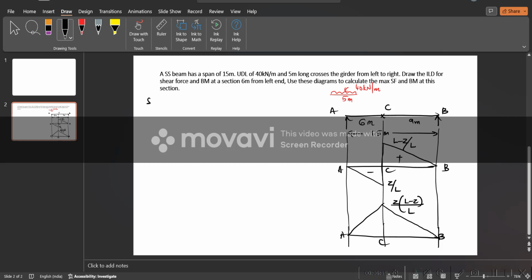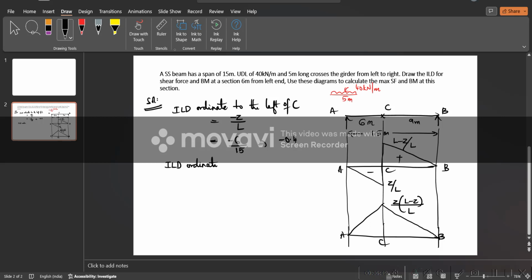Now it's just not enough. So as solution, we have to now sit and find out what the ordinates are. So first thing is you have to find the ILD ordinate just to the left of C. Just to the left of C is nothing but minus Z by L, which is equal to, Z is already given, minus 6 divided by 15. So you will get minus 0.4. This we are finding out to make calculations quick and easy. So we will find out the ordinates first.